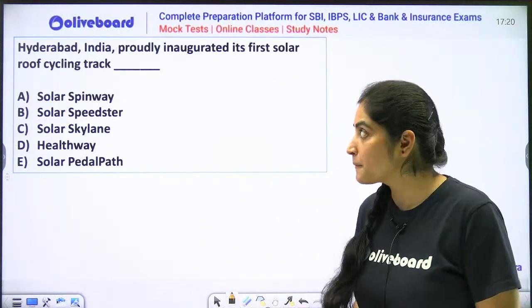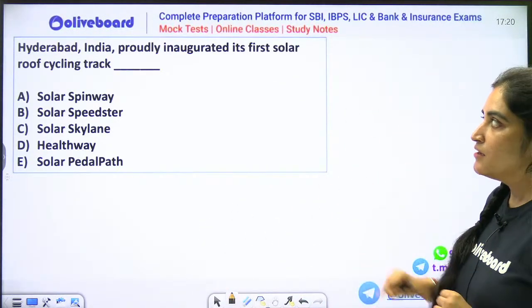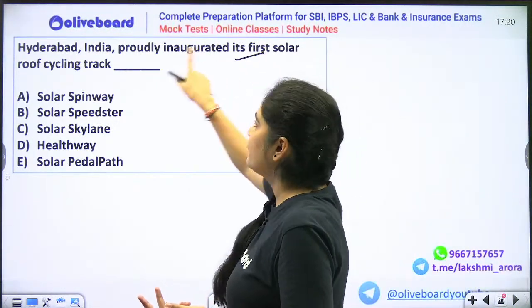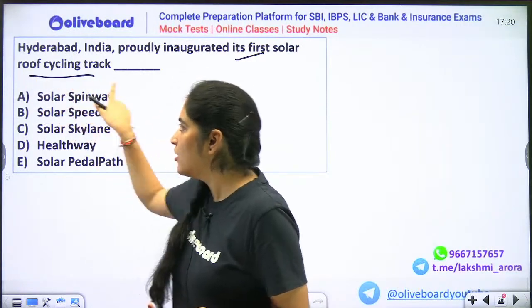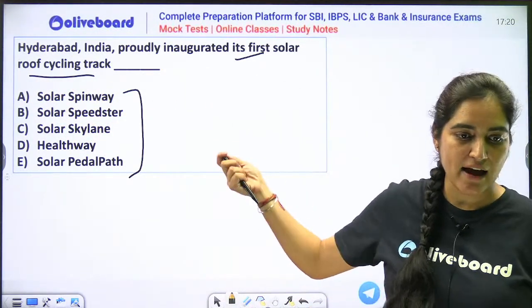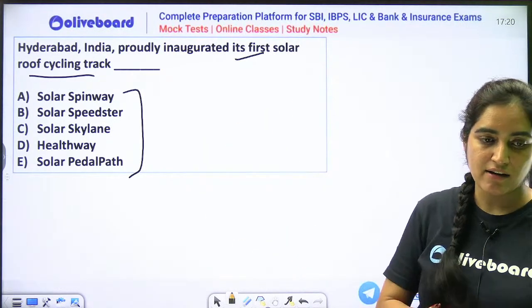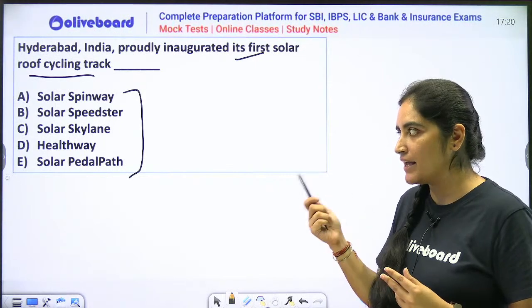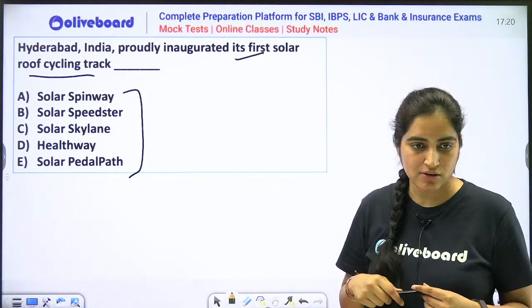Next thing, Hyderabad, India, a place obviously. Hyderabad, India proudly inaugurated its first solar roof cycling track. What is the name of that cycling track? The solar roof cycling track. What is the name of that cycling track? Is it solar spinway, solar speedster, solar skylane, healthway, or solar pedal path?